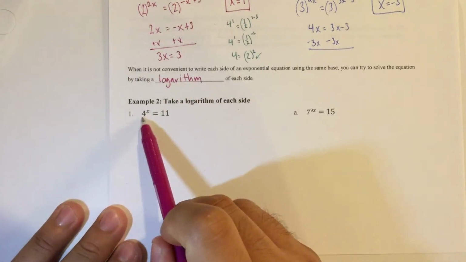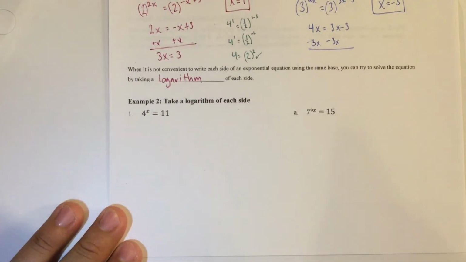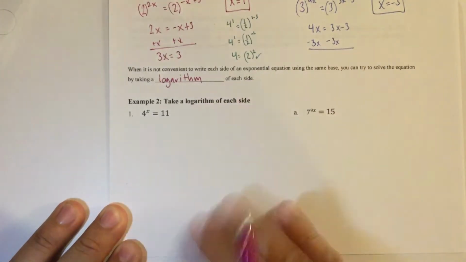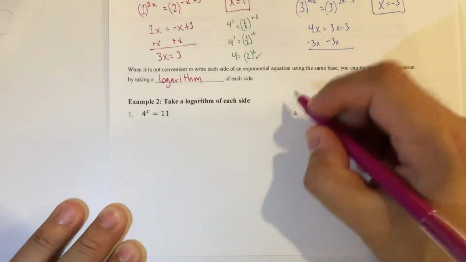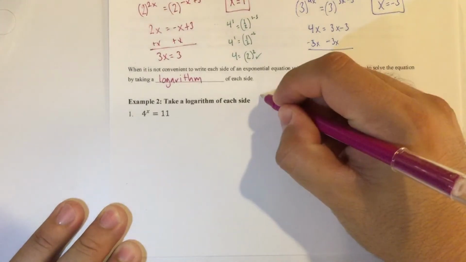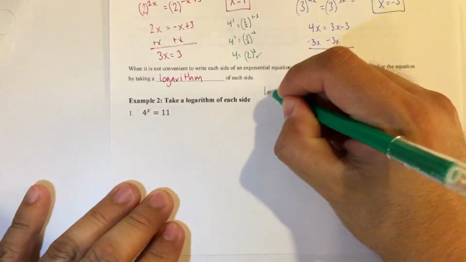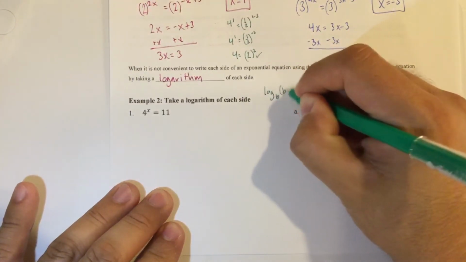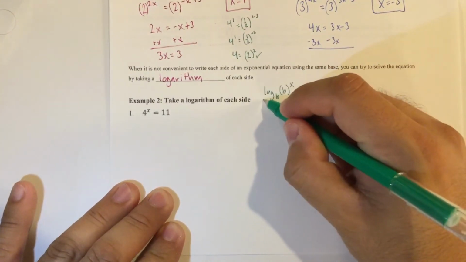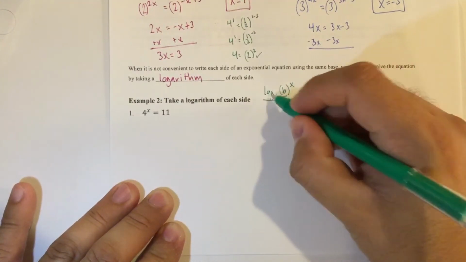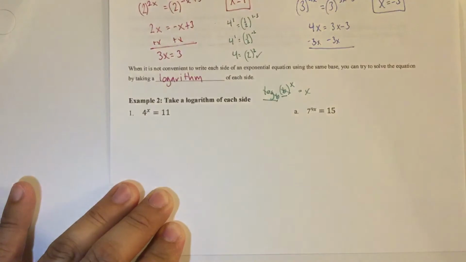So in this case, 4 to the x is my exponential part. So I'm going to force the base of 4 to go away. If you recall inverses, let me give you an example here. We know that log base b of b to the x, this logarithm and this exponential function are inverses, which just leaves us with x. We can just cross those out and x is there.